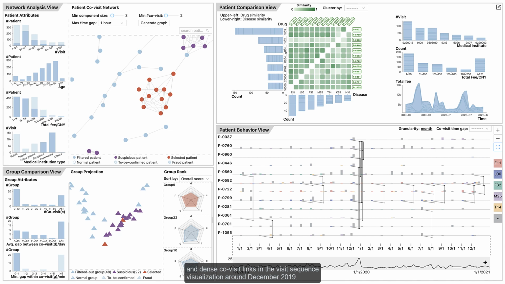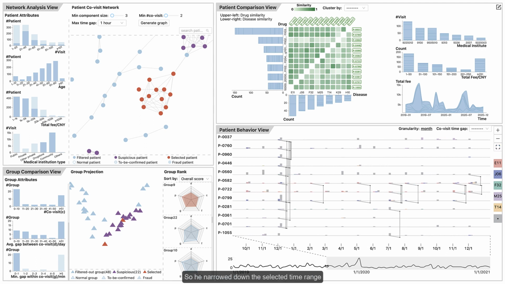Patients P0037 and P0960, in particular, had no medical records from January 2019 to November 2019 and rarely visited medical institutions after 2020. Their first medical visit was a co-visit in December 2019. So he narrowed down the selected time range.